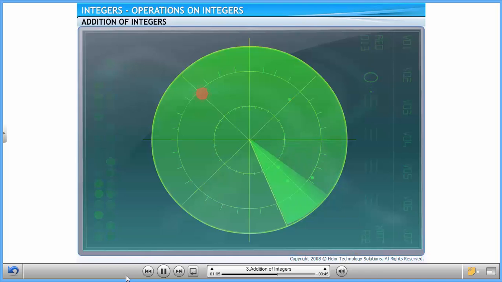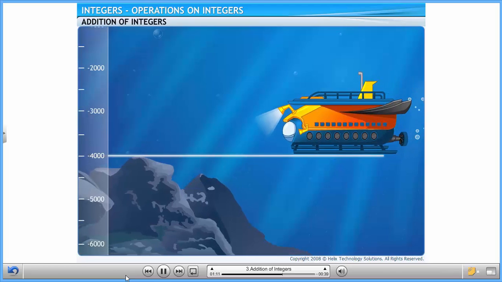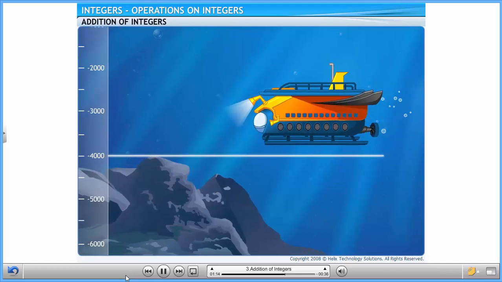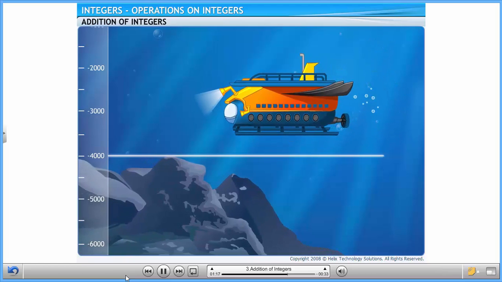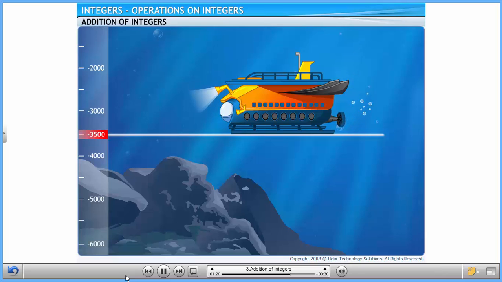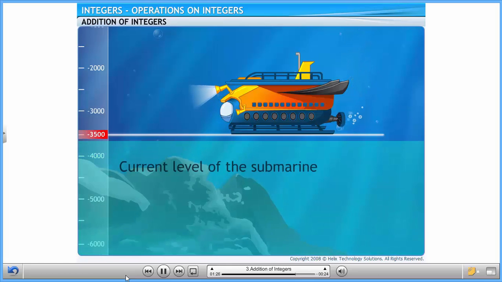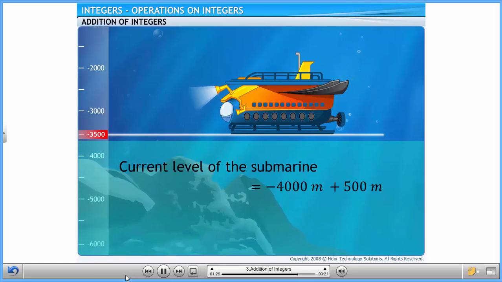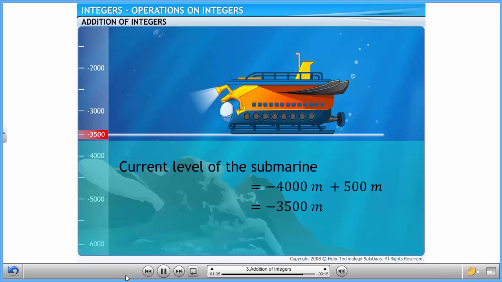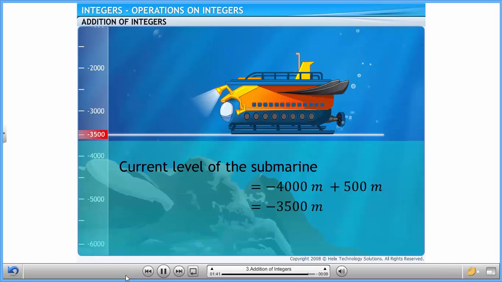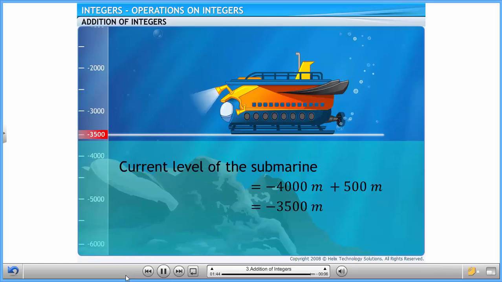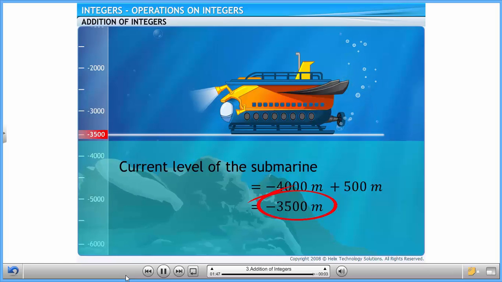The sonar works as my submarine's underwater ears and eyes. Captain Jack has moved the submarine upwards by 500 meters. Can you guess at what depth the submarine is? It's now at minus 3,500 meters below sea level. Remember, when a positive and a negative integer are added, the sign of the sum is always the sign of the bigger number of the two, without considering their sign. Also, measures below sea level are represented by negative numbers. So, this is how we arrive at the new level of the submarine.